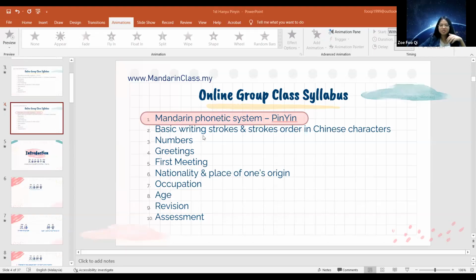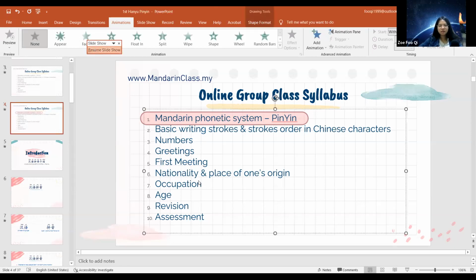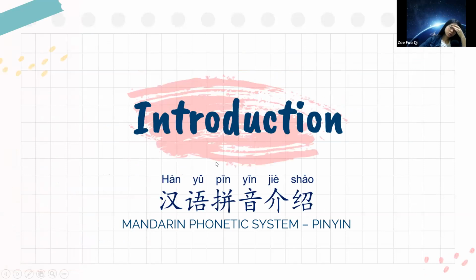All right, so let us try to do the revision together. We'll start from lesson 1 until lesson 8. Today is the 9th class. So let us try. This one is the pinyin. We'll start with pinyin, right?